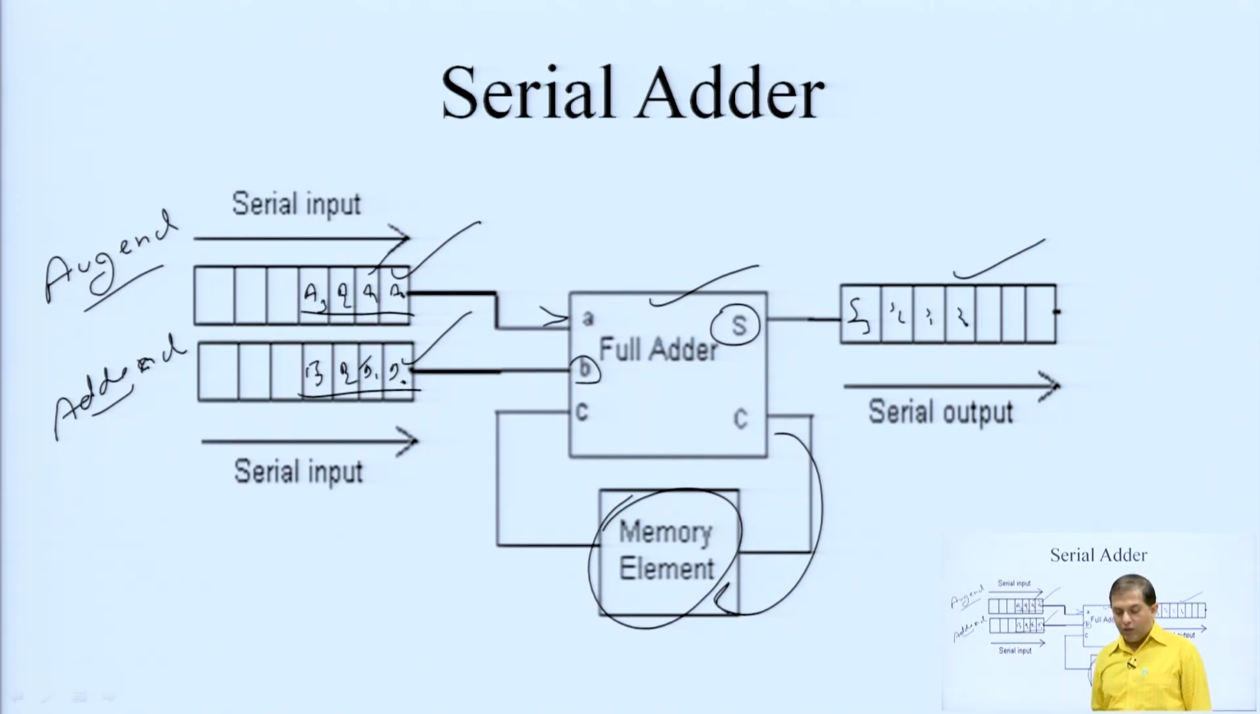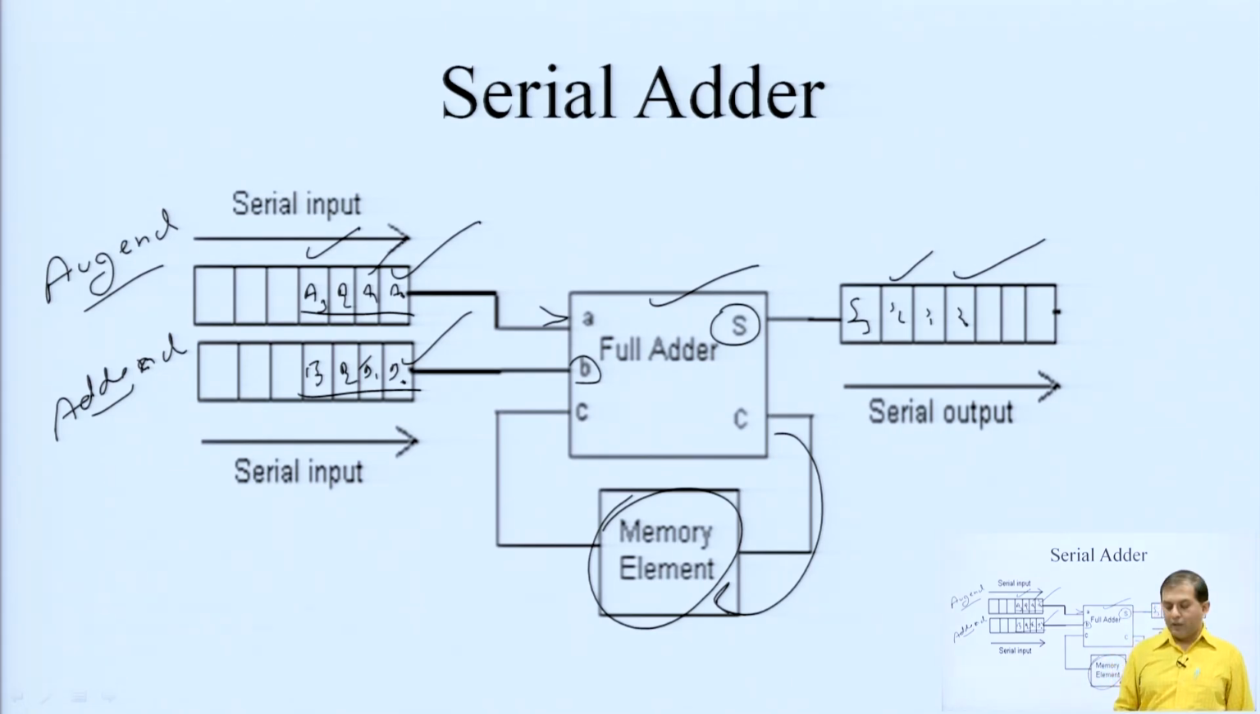Then C1 will again be stored in the memory and will be used when we add A2 and B2. It will generate S2 and our carry will be C2. This C2 will be stored in the memory element and will be used further when we add A3 and B3.